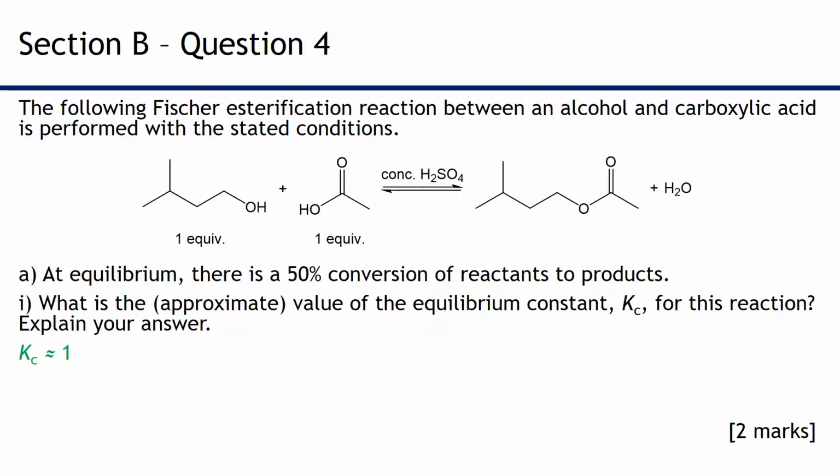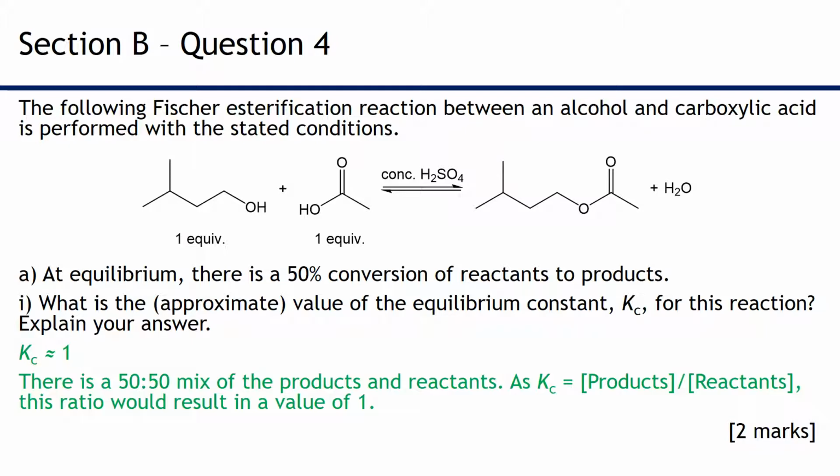And you're going to have, in your equilibrium expression, roughly equal values on top and on the bottom in terms of concentration. And so that's going to give you a 50-50 mix of the products and reactants. And so as Kc is the ratio of products over reactants, this ratio will result in a value of approximately 1.